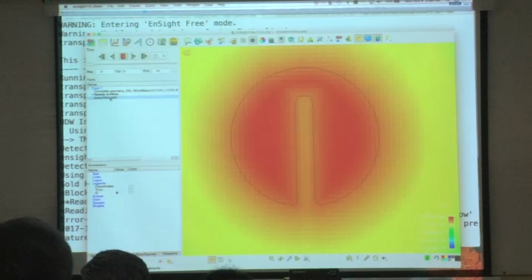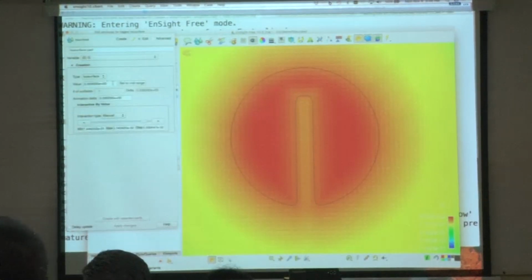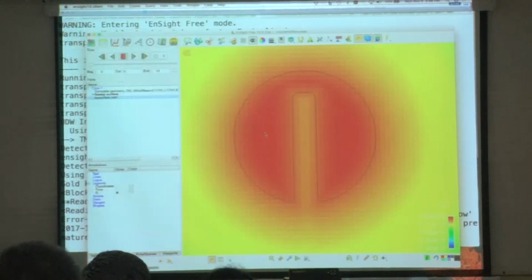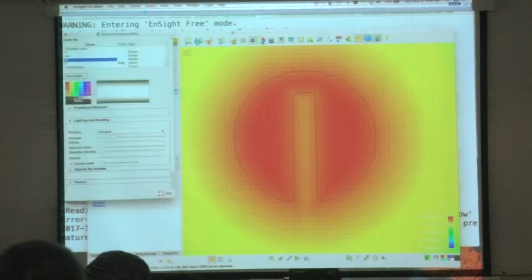That doesn't look like a zero value. What did I do? There you go. So this is our isosurface. Is everyone on the same page here? We're all looking at the same thing?